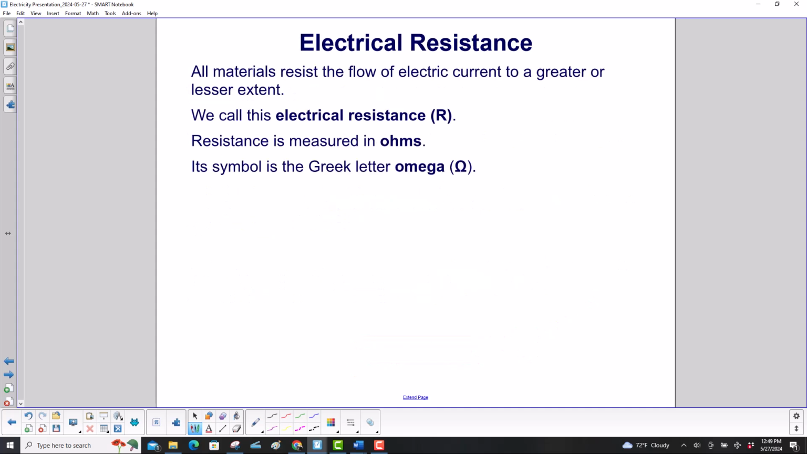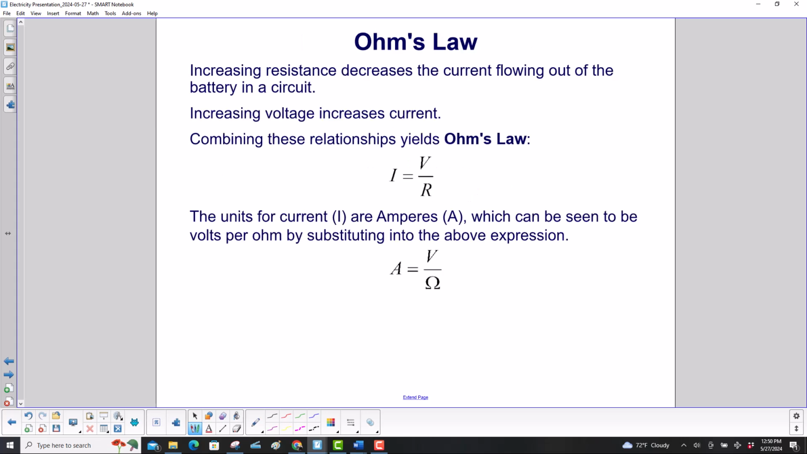All materials resist the flow of electric current to a greater or lesser extent. We call this electrical resistance, or R. Resistance is measured in ohms. Its symbol is the Greek letter omega. Increasing resistance decreases the current flowing out of the battery in a circuit. Increasing voltage increases the current.